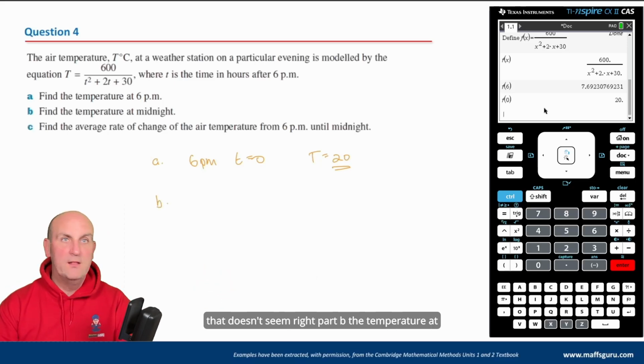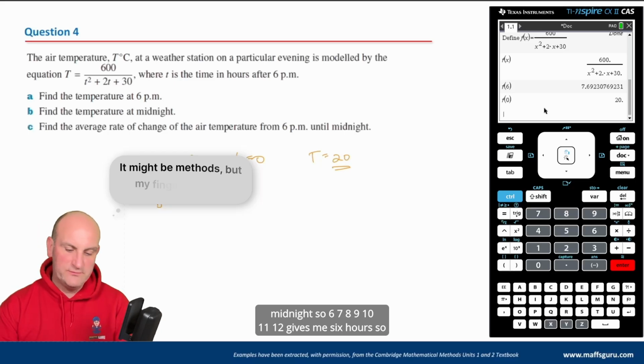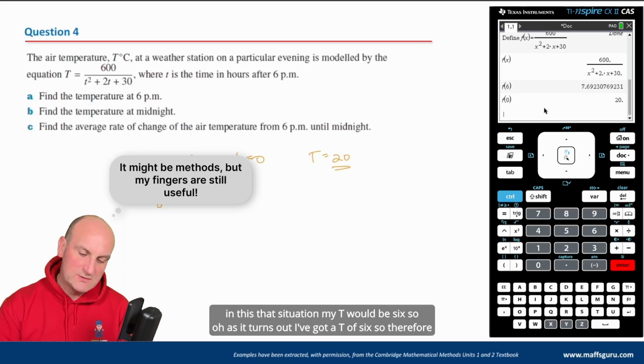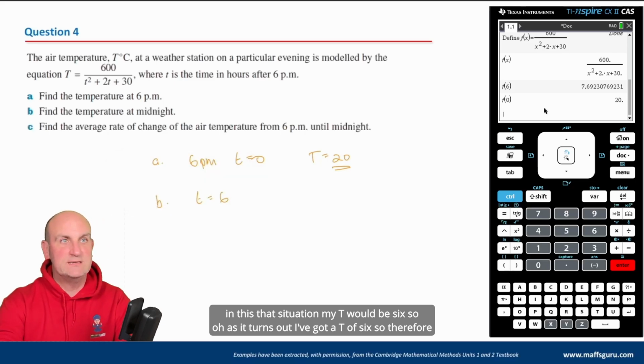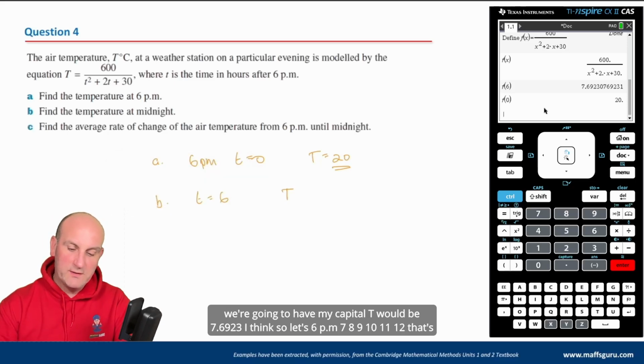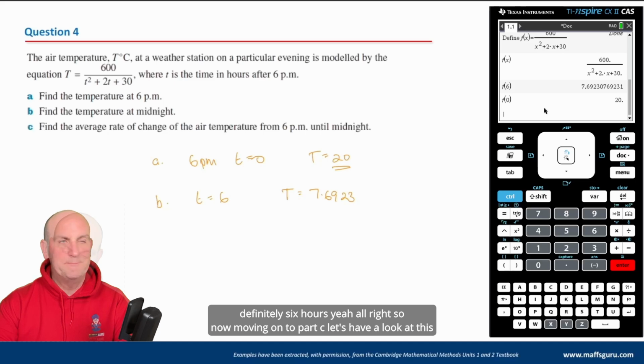Part B, the temperature at midnight. So 6, 7, 8, 9, 10, 11, 12 gives me 6 hours. So in that situation, my t would be 6. Therefore my capital T would be 7.6923, I think. So from 6 p.m., 7, 8, 9, 10, 11, 12, that's definitely 6 hours. Yeah.